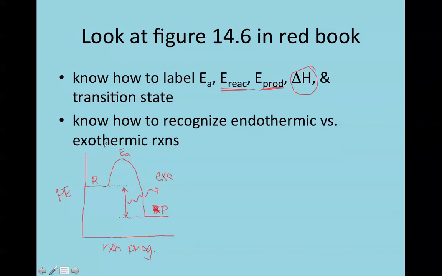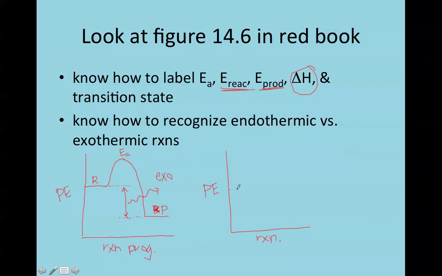Let's see, what else do we need to know? So that's it for that one. Then you also have the opposite of exothermic, endothermic. Same exact graph with potential energy on the y-axis and reaction progress on the x-axis. I apologize for my handwriting. My computer's getting a little bogged down.